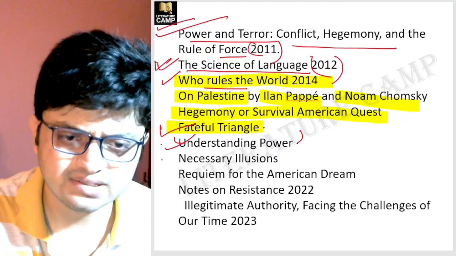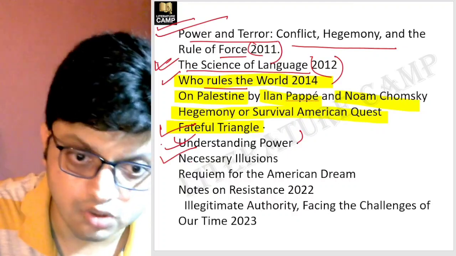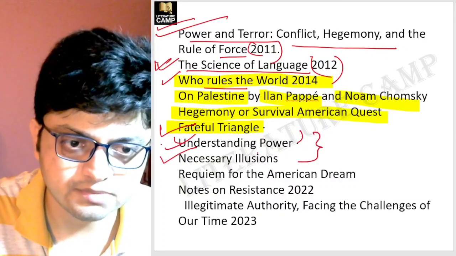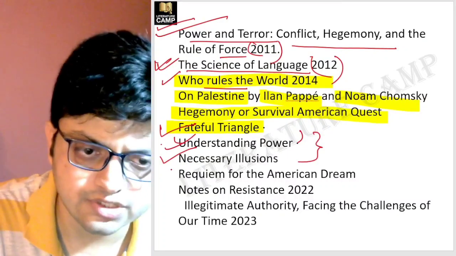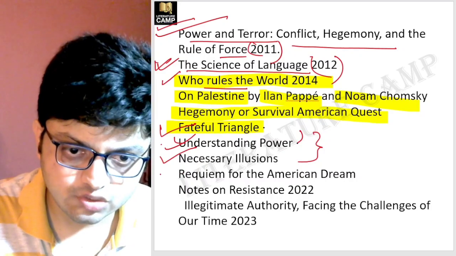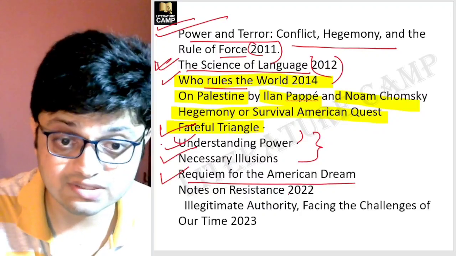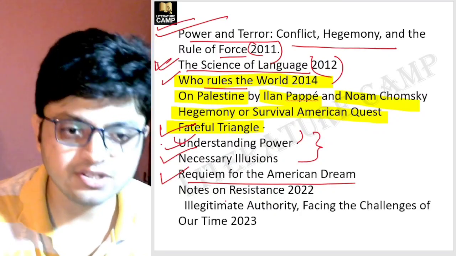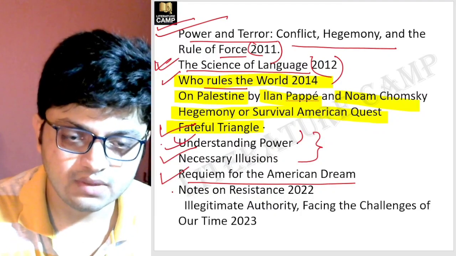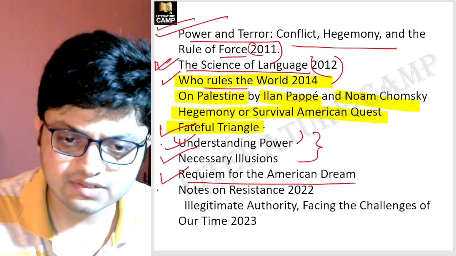Next work is Necessary Illusions. I hope you have already written these two works previously, so you do not need to write once again. Next work is Requiem for the American Dream. So they can simply ask, who has written Requiem for the American Dream? The answer is Noam Chomsky. And these two works are very much important.